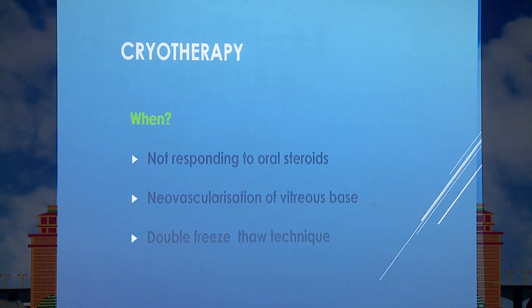When do we do cryotherapy? When the intermediate uveitis is not responding to the oral steroids, and neovascularization has happened in the vitreous base, we usually use a double freeze and thaw technique in these situations.